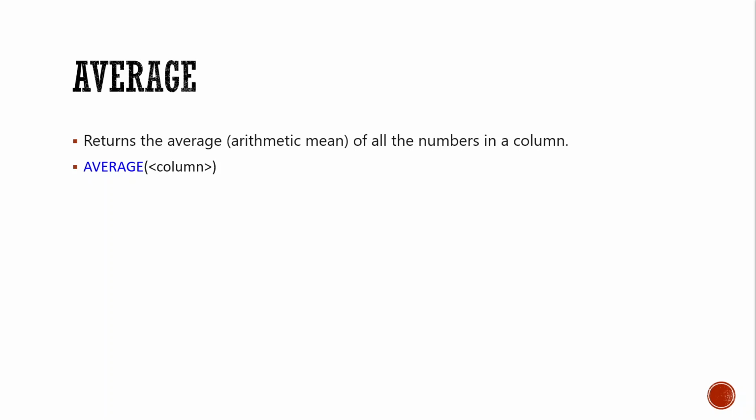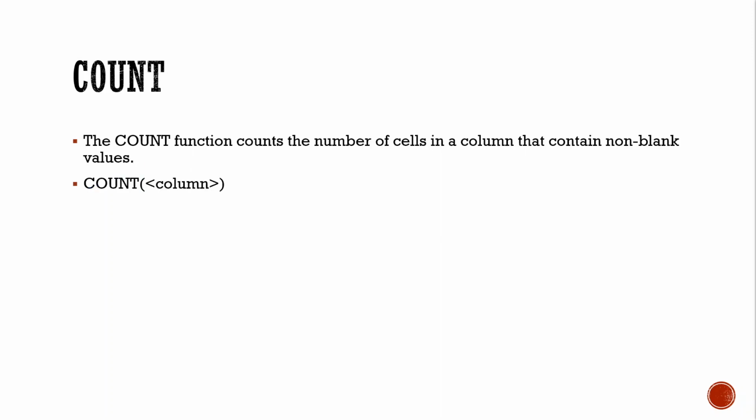Next, average returns the average value of all the numbers on a specific column. The syntax would be keyword average, and then you're gonna define the reference column together with its table. Count. The count function counts the number of cells in a column that contain non-blank values. The syntax would be the keyword count and then the column with its table.